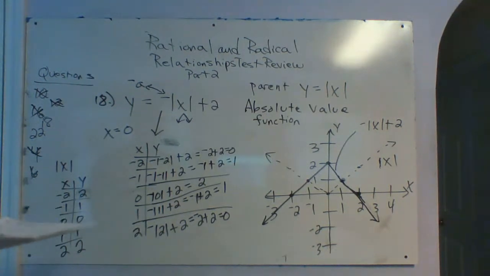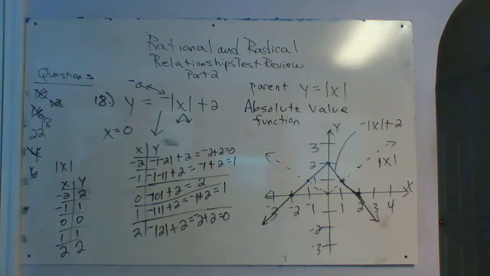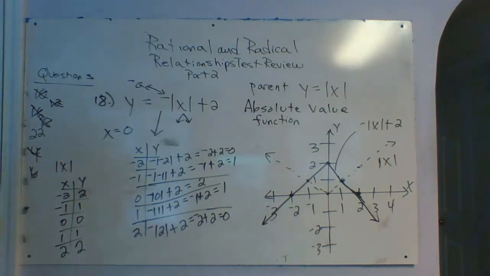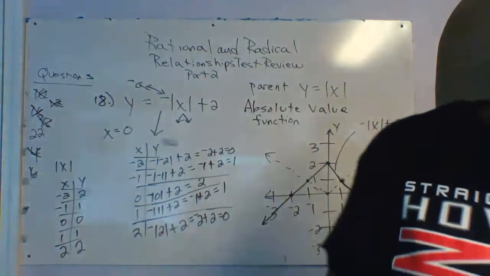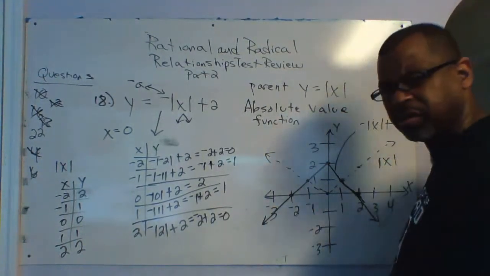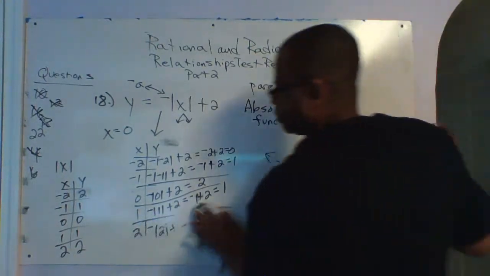And no matter what level of math you take after this, your reflections and your shift up, shift down, shift to the left, shift to the right, vertical stretch, vertical shrink, horizontal stretch, it's going to be the exact same principle because we're learning the basics in here. All right, so we have 18 down. The only thing we have left now is 22. All right, so I'm going to go ahead and erase this one.